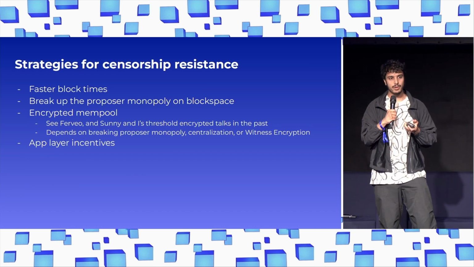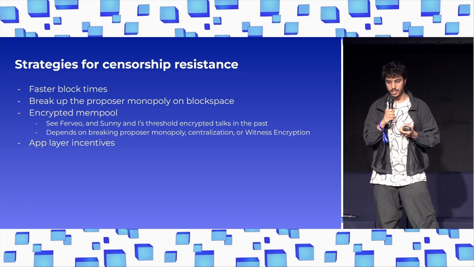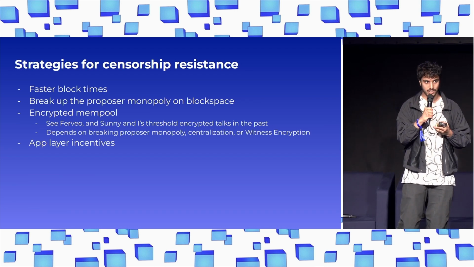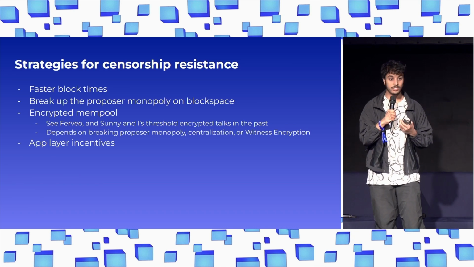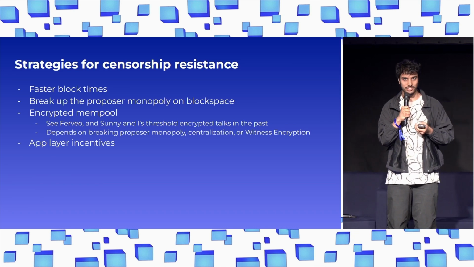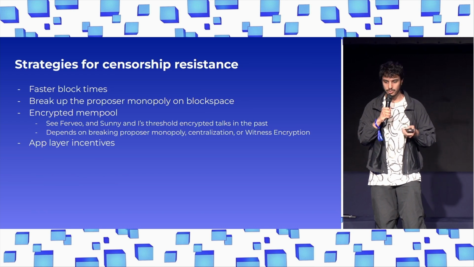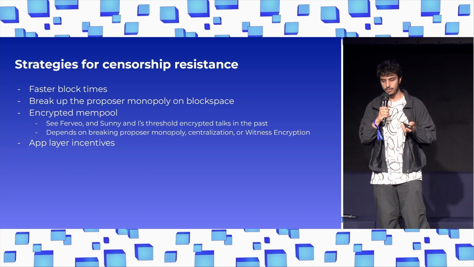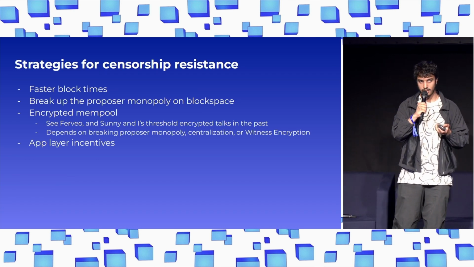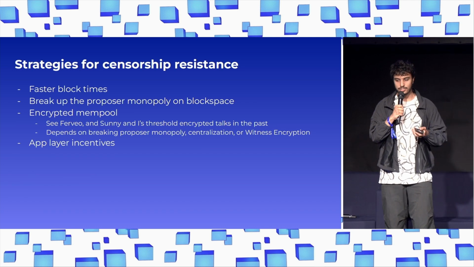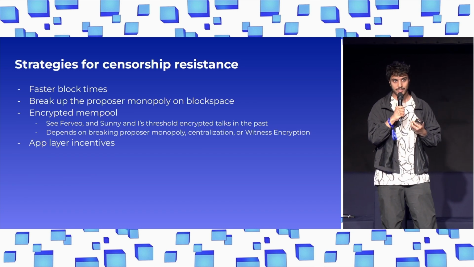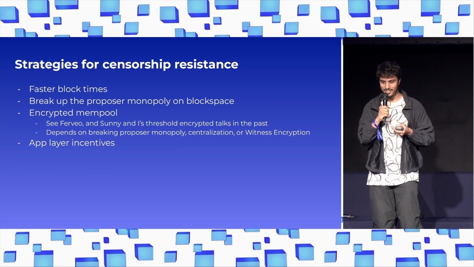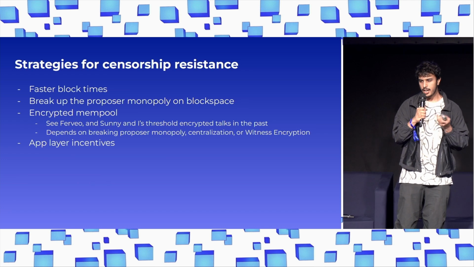But the strategies we have for solving this are, one, faster block times. The second biggest one is breaking up the proposer's monopoly on block space, which is what we're doing with Tendermint vote extensions and DAG-based BFT. Most recently, Ethereum is considering multi-proposers. Then we have encrypted mempools. I'm not going to talk about that today, but you can see Fairblock or standardized threshold encryption talks. In general, these solutions depend on either breaking up the proposer monopoly, having a centralized trust assumption, or very cool cryptography called witness encryption that has not seen the light of day yet. And app layer incentives.